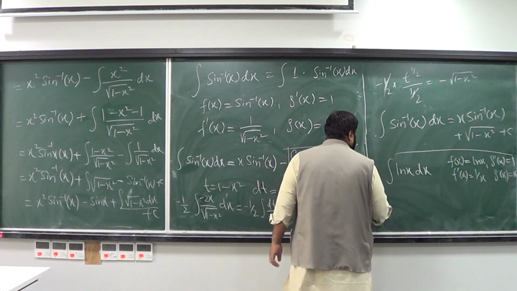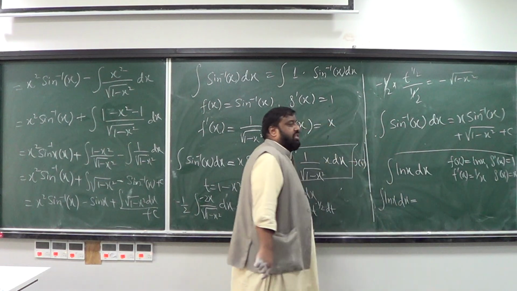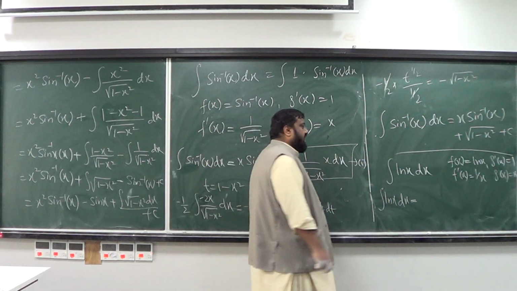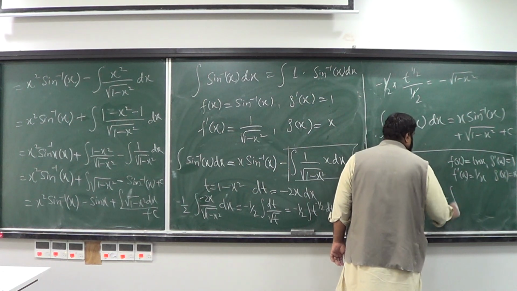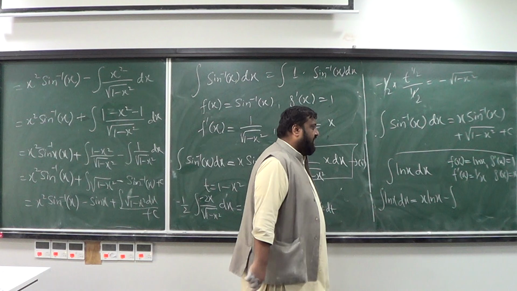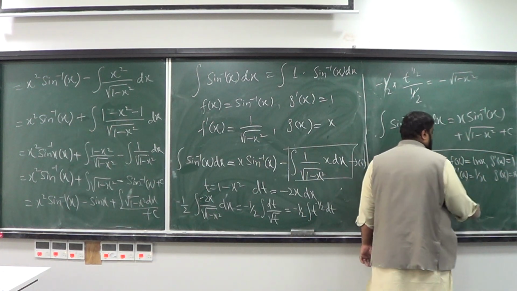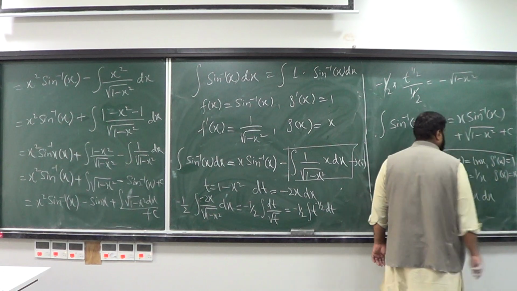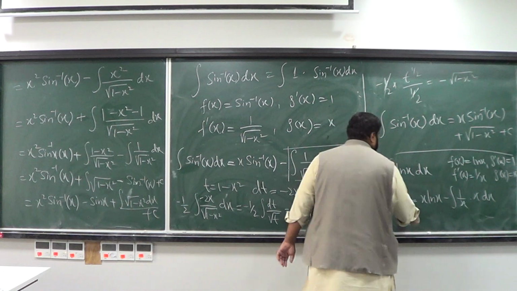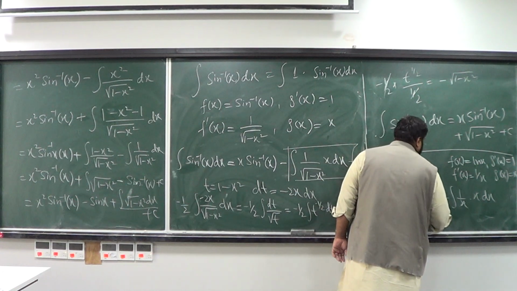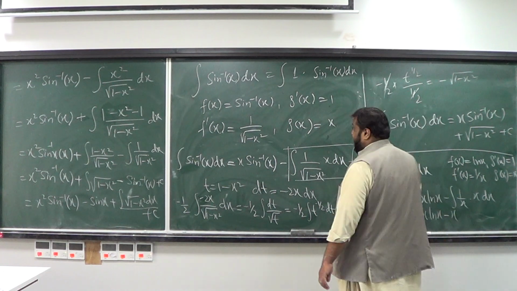So if you substitute the values for the integral of log x dx, the formula says f of x multiplied by g of x, so it's going to be x log x minus, f prime of x is 1 over x, times g of x is x, dx. The x will get cancelled and you're going to get 1, and if you integrate 1, the integral of log x is x log x minus x actually.